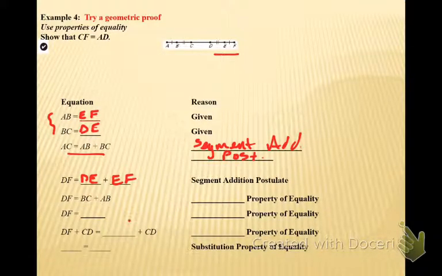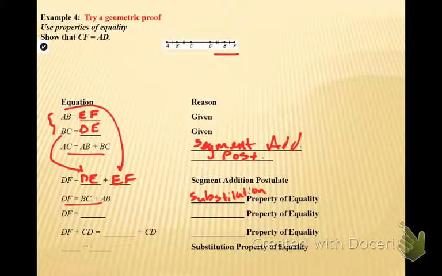Okay, great. How does that help? I don't know. We're just going to keep writing stuff. Okay? Well, I do have these two statements up here in our given, and DE is equal to BC. So I could replace BC here and AB here. And as a matter of fact, that's what we do in this next step. And the substitution property allows us to do that. Okay? Now, DF equals BC plus AB.